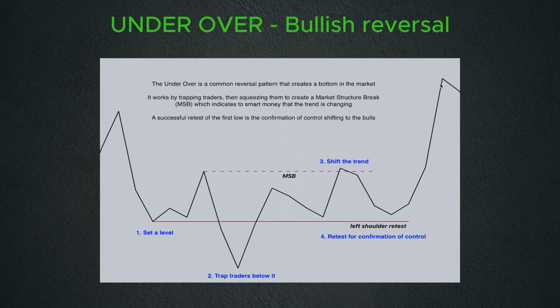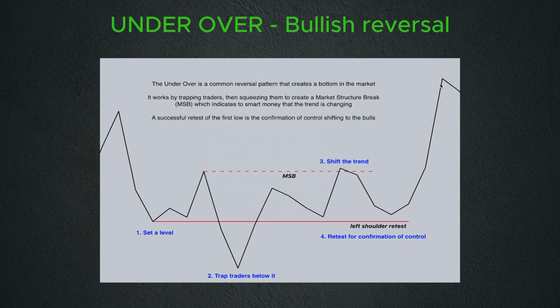So on this line chart, we have the market structure level in a dashed red line. We have the low in a solid red. So for an under-over to form, the price goes under the low, then comes back up and goes over the market structure break level to shift the trend and give you a high probability reversal. Okay, that's simple.